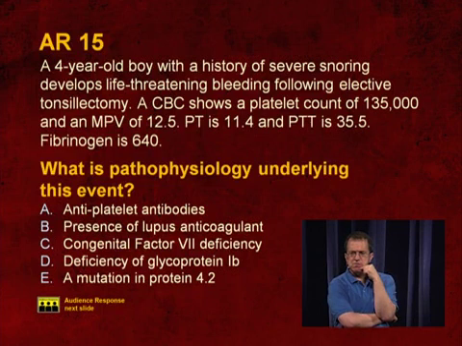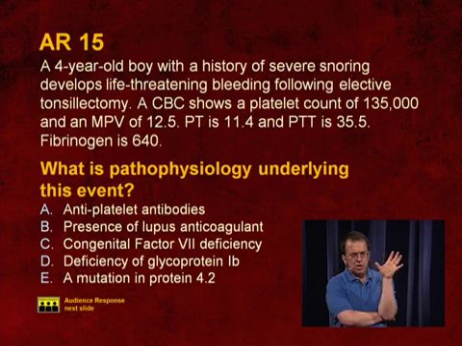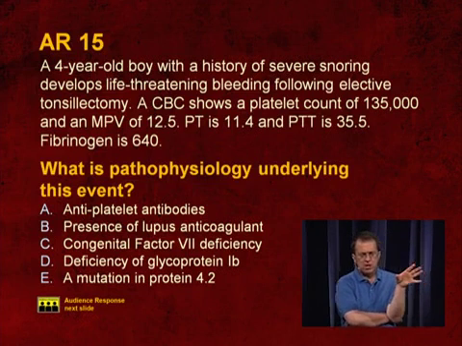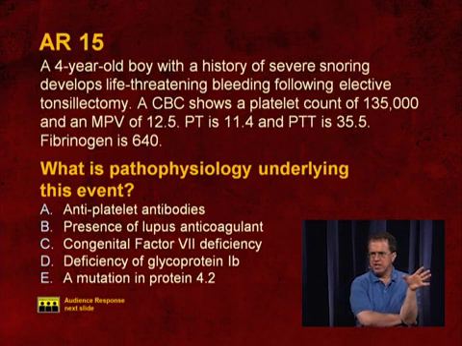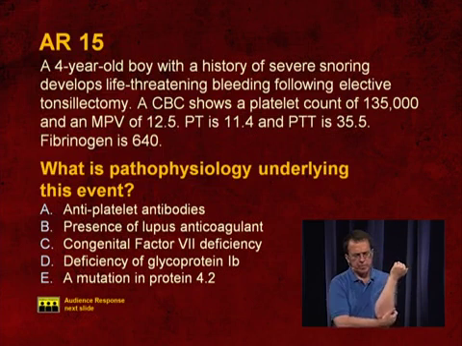MPV 12.5. Big, little? Big. Okay. PT 11.4, normal? Yeah. PTT 35.5. Yeah, normal. Fibrinogen 640. Elevated? I don't know. Yeah. So something's got to be, so with these numbers like they are, is this likely going to be a qualitative or quantitative defect of something? Is something missing in his clotting process? Probably not. It's probably something not working.